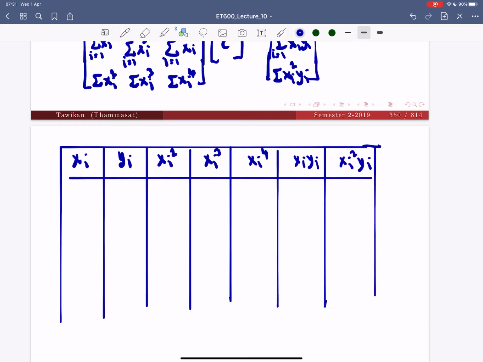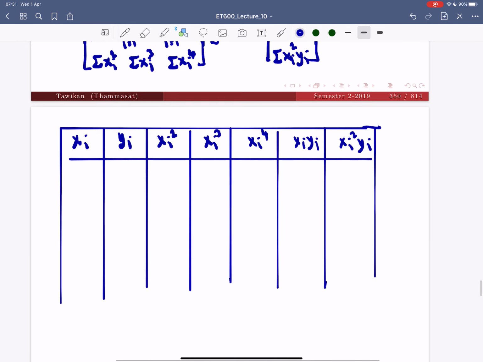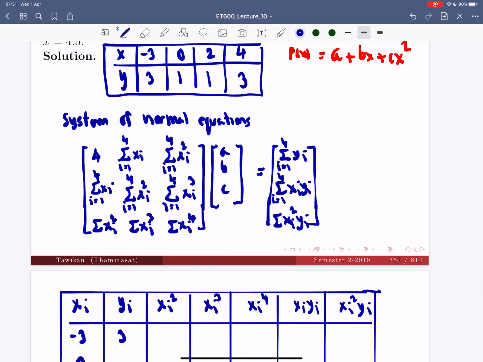I thought that I put it already, but never mind. All the SI, I put them down. The SI are negative 3, 0, 2, and 4, and the YI are 3, 1, 1, 3.